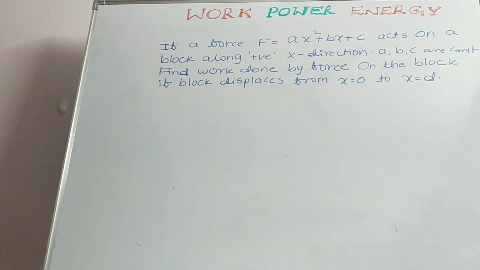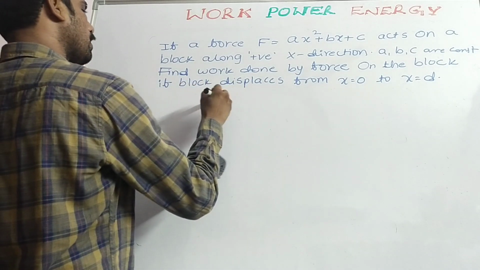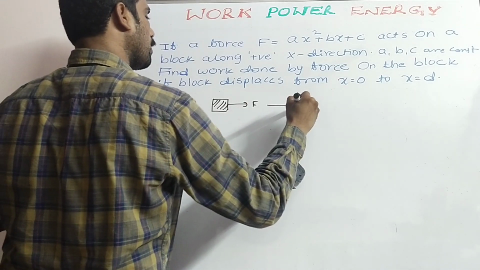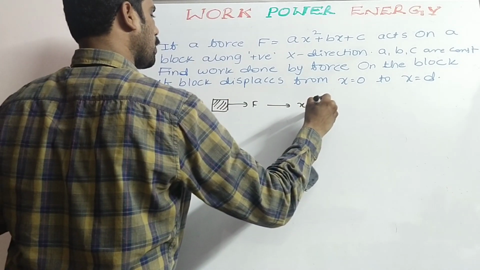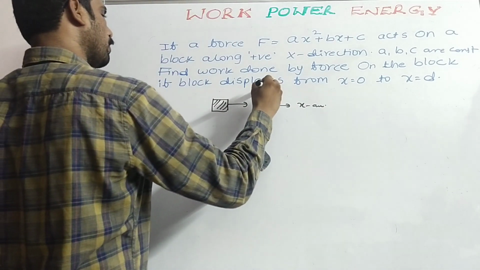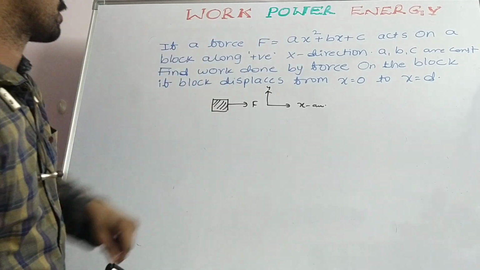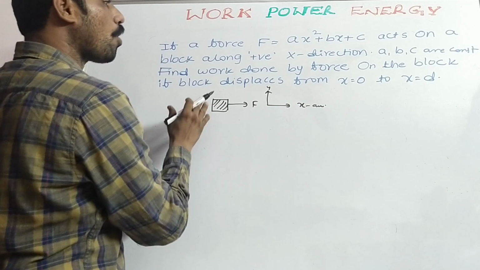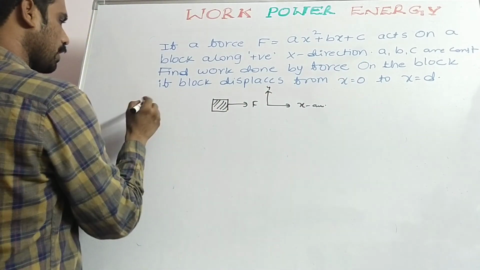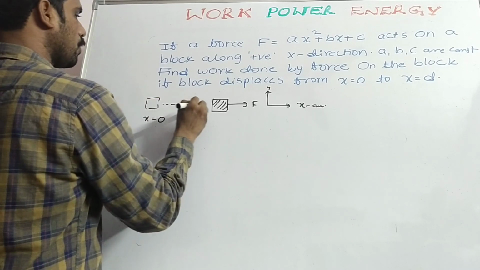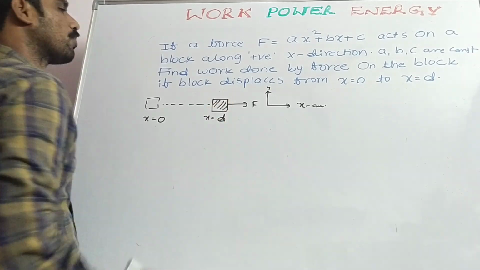Now here is the question: if a force F is equal to ax square plus bx plus c acts on a block along positive x direction. So here is the block, and force F is acting along the x-axis direction. Here in this given expression a, b, c are constants. Find the work done by the force on the block if the block is displaced from x equal to 0 to x equal to d. So let us consider here is the position of the block x is equal to 0. Travel a distance of x is equal to d, of course.